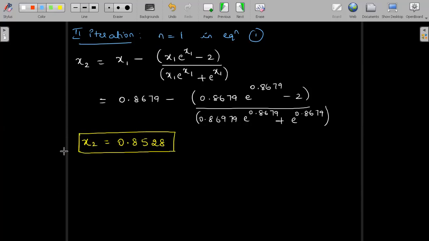Now with this x2, we are successively doing 3 iterations. That is what is our required accuracy. So performing 3 iterations, we need to conclude our answer. So let us write down the third iteration now by substituting n is equal to 2 in equation 2.